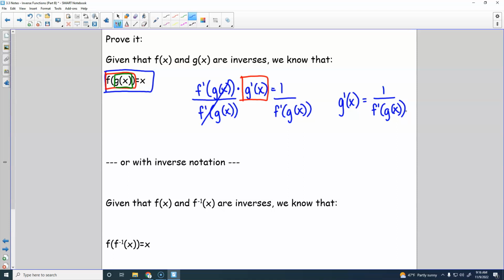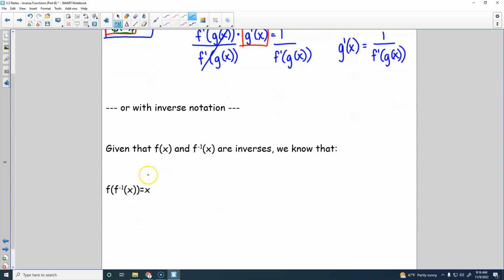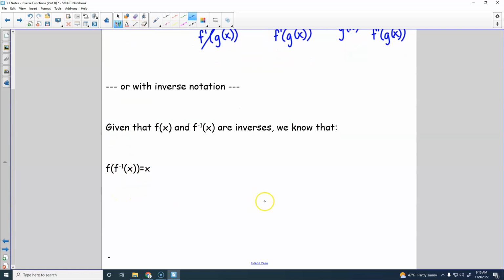So I'm going to do the same thing again, but I'm going to use inverse notation. If F and F inverse are inverses, we know that F of F inverse has to equal X, correct? Same thing. We're basically just taking that G, turning it into an F inverse. So if I want to do the same thing I just did to prove we're just using different notation this time, I would take the derivative of both sides.